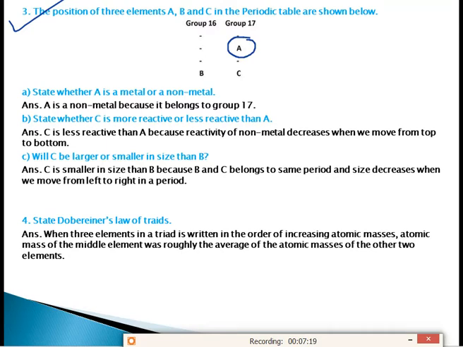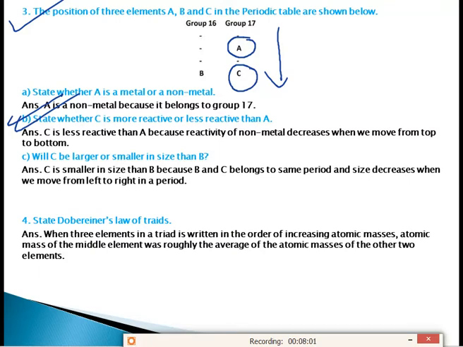Next, state whether C is more reactive or less reactive than A. A and C, they both are present in the same group. So we can say that C is less reactive as compared to A because the reactivity of nonmetals decreases when we move from top to bottom in a group. When you move from top to bottom in a group, in case of nonmetals, reactivity will decrease. So C is present at the bottom, so its reactivity will be less as compared to A. So these questions, guys, you have to think and you have to write the answer. Application based questions will obviously be asked in the exam, so you have to remember the trends, which trend we have to follow in groups and which trends in periods, and just think and write the answers.